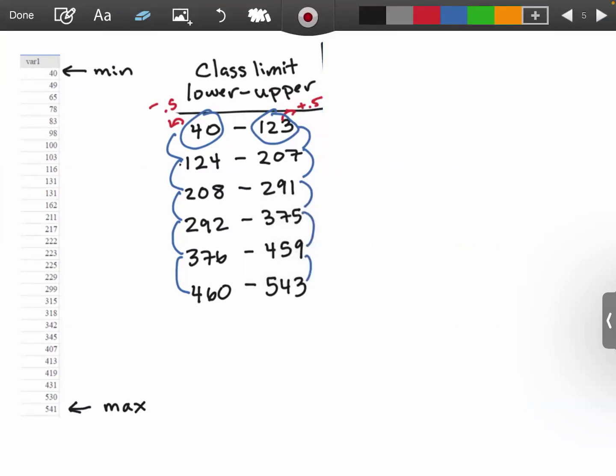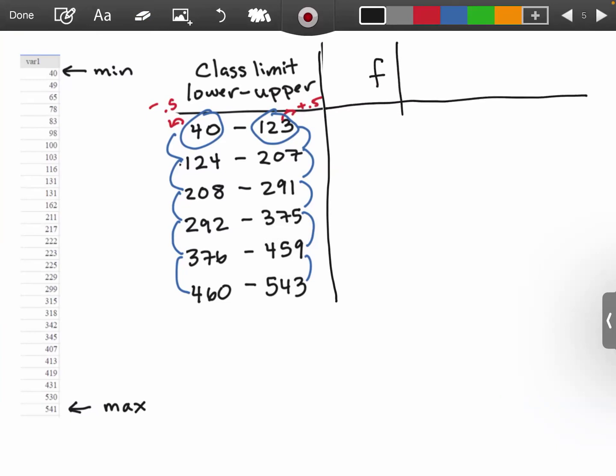So let's talk about different ways of calculating counts, essentially. The most basic way is frequency, which literally just means how many observations in the sample are there in that class, in that group. Well, our first class starts at 40 and ends at 123. Looking at our data set here, it would start at 40 and end at 123. So 123 would be somewhere between 116 and 131. So how many numbers are in this interval?